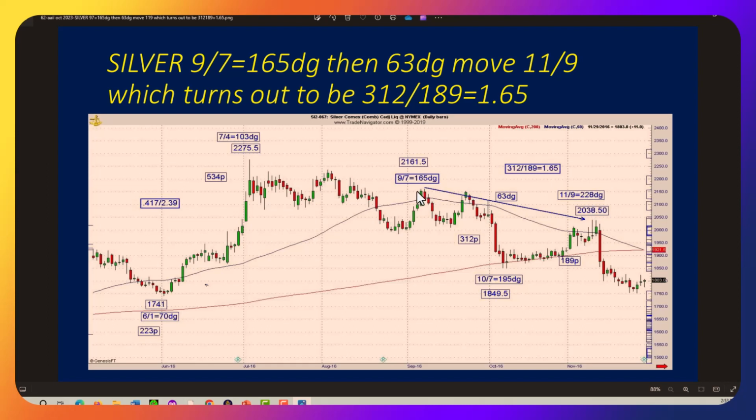Well, look what we have. 165 day of the year. We have a drop of 312 points. We have a rise of 189 points. So 312 over 189 is 1.65. So you've got 165 here, you've got 1.65 here. And folks, that is the sell signal.